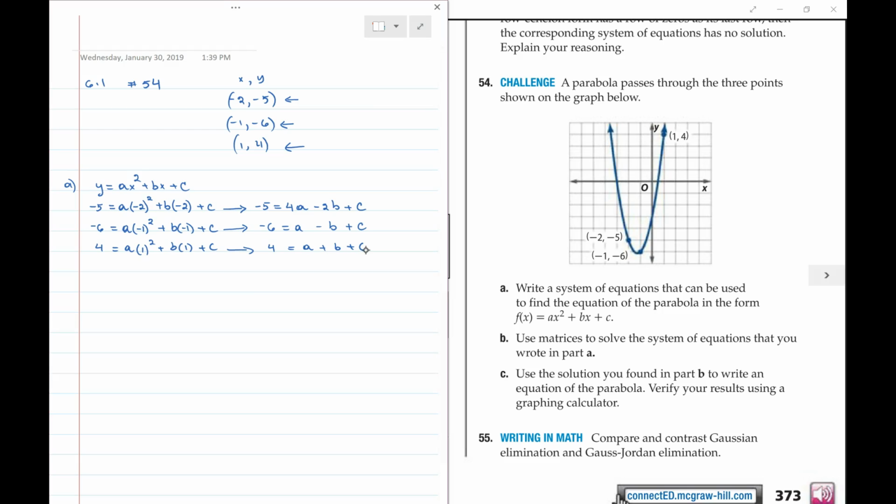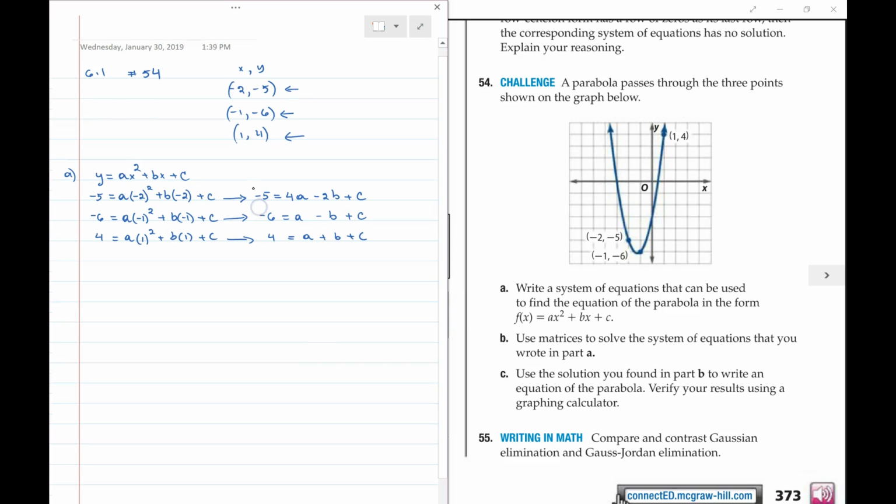So write a system of equations that can be used to find the equation of the parabola. I just did that. I just wrote a system of equations. So this is the answer to part A. Okay? You can write negative 5 equals blah, blah, blah. Or you could write 4a minus 2b plus c equals negative 5. It's the same. So basically, that's part A.